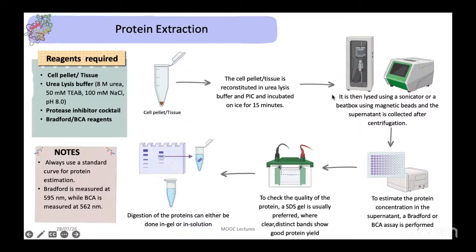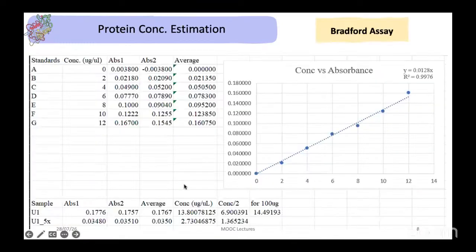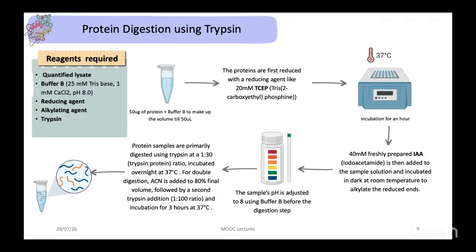This is the sonicator. We will be showing one of the cutting-edge technologies, which is the bead beater. You go for the Bradford estimation. And once the Bradford estimation is done, in the routine lab, we do a general SDS-PAGE to check the quality of the proteins. This is how a Bradford concentration standard curve looks like. An R-squared of 0.99 is good enough, and with the straight line equation, you determine the concentration.